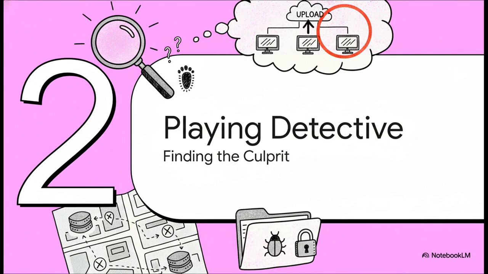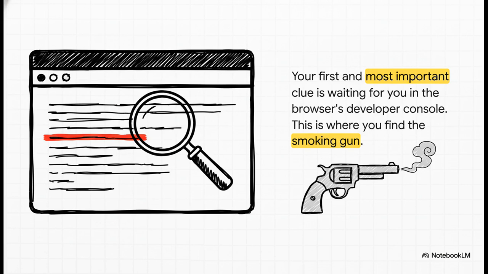All right, detective. We've got our suspects lined up, and we've got our map of the crime scene. Now it's time to start gathering some actual clues to figure out who did it. Let's get to it. And believe it or not, our first and maybe most important clue is waiting for us right where the crime was reported, in the browser. And you don't need any fancy forensic tools for this one. Just pop open the good old developer console. This is where we're going to find the smoking gun.